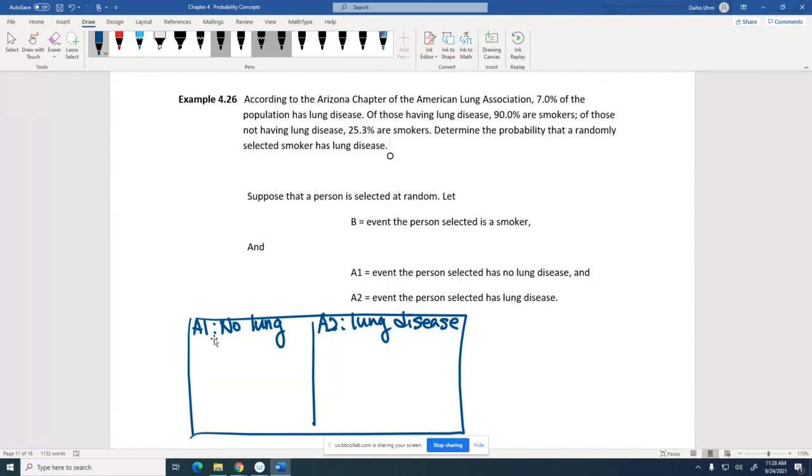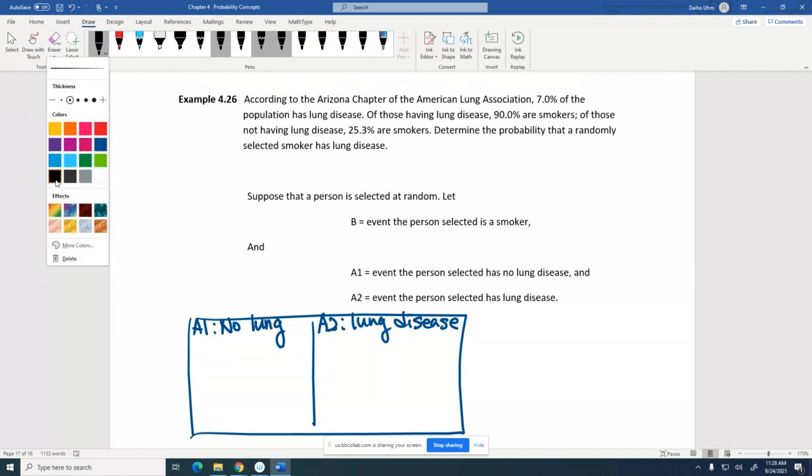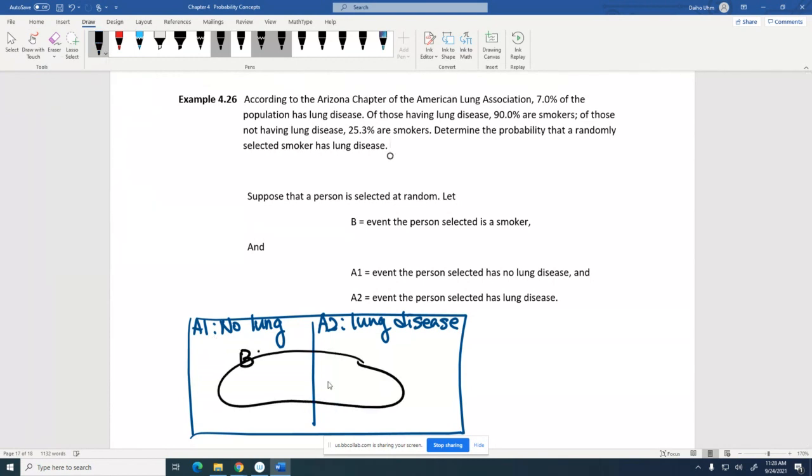What is the event of B? Additionally, we need the event of B. What is the event of B? It is smoking. Smoke. Who are here? I'm smoking and no lung disease. Fortunately, even though I'm smoking, I don't have a lung disease yet.